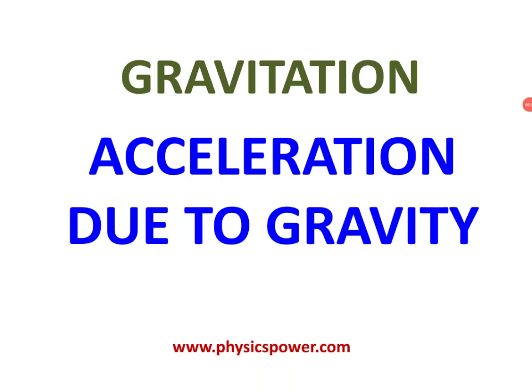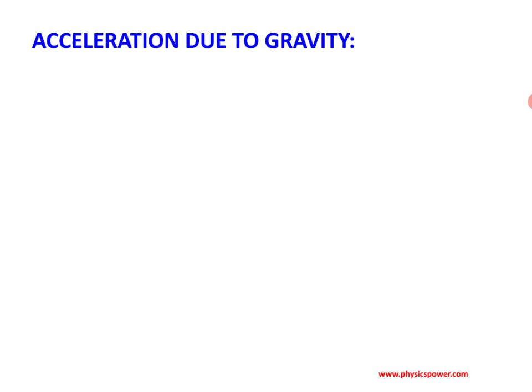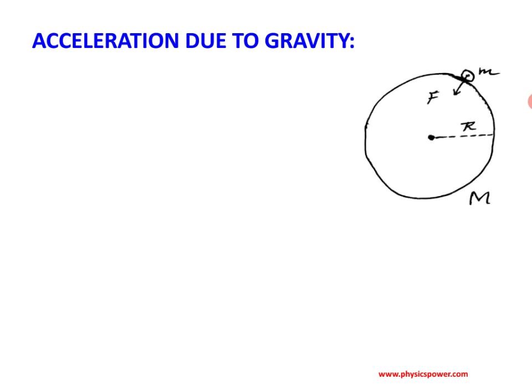Now in the gravitation lesson, I will explain the concept of acceleration due to gravity, to get an expression for acceleration due to gravity and what are the factors affecting it. Consider Earth. For example, on the Earth's surface there is a small mass m. Let us consider capital M is the mass of the Earth and capital R is the radius of the Earth.